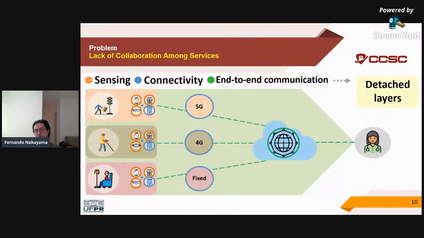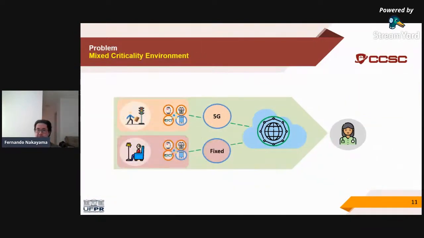And once we have 3 different services that provide no bonds with each other, we also provide detached solutions. A different problem is that the IOHT includes applications with mixed criticality.